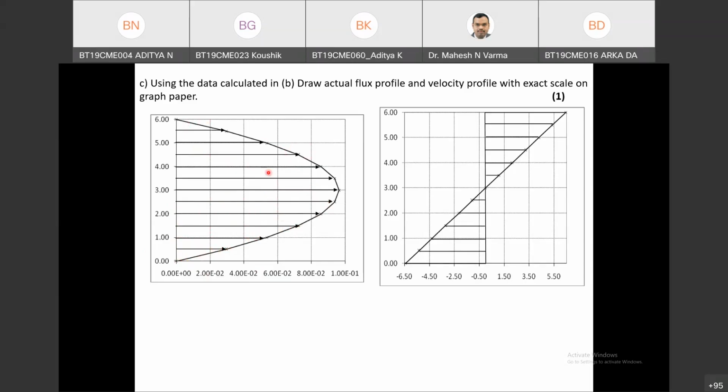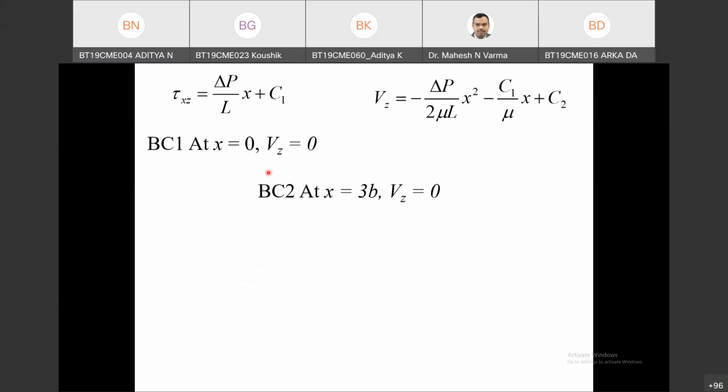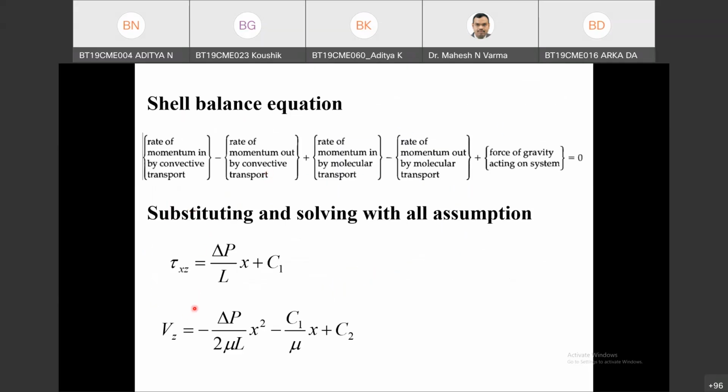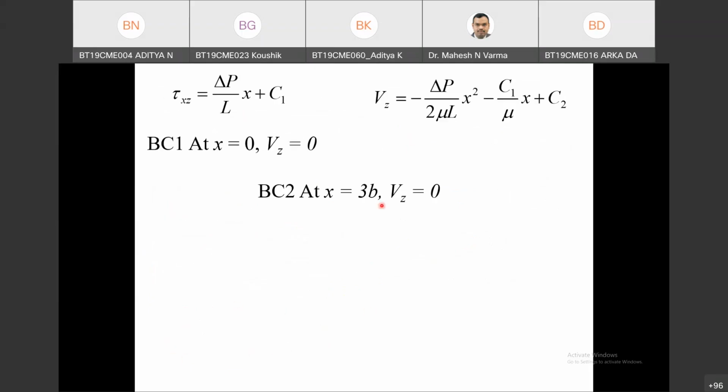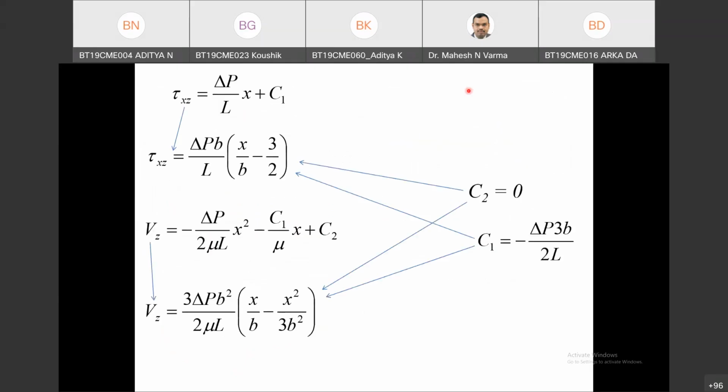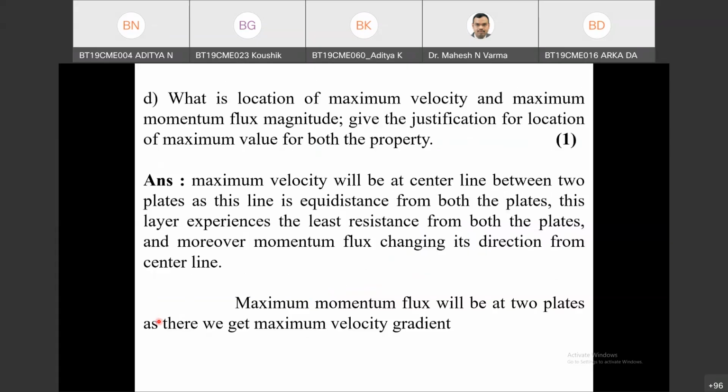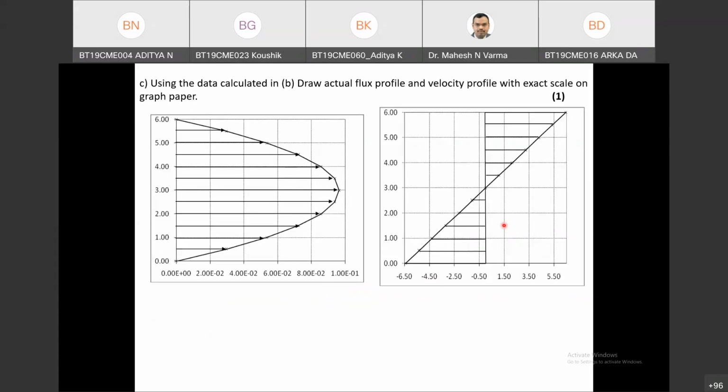Now, this is the pictorial representation of the model equation which we got. What is this? This is the pictorial representation of this model equation, with constants C1 and C2. This is the velocity profile equation, pictorial representation. At different values of x, I can get the value of Vz. And similarly, a flux profile. This is the pictorial representation of the model equation for flux. So this is flux profile and this is velocity profile.